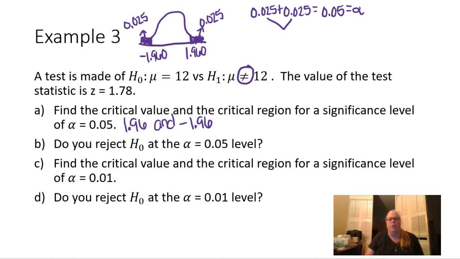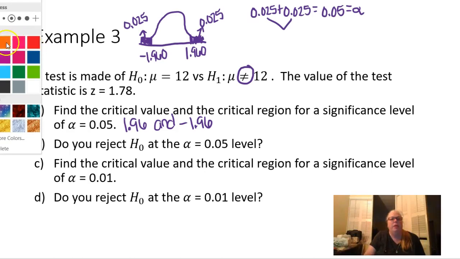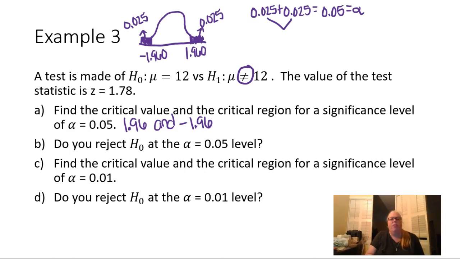Are we going to reject our null hypothesis at the 0.05 level? Well, the rules are going to be the same here. If my z statistic falls inside either one of my purple regions, or my blue regions here, then yes, I'm going to reject it. But if it falls in the white unshaded region, then no, I'm not going to.